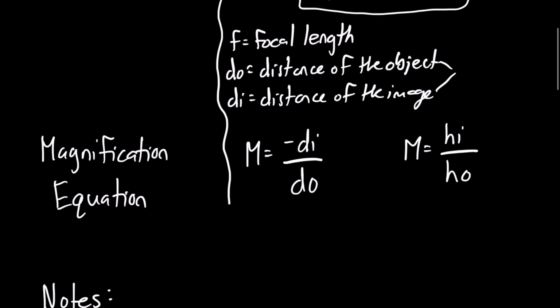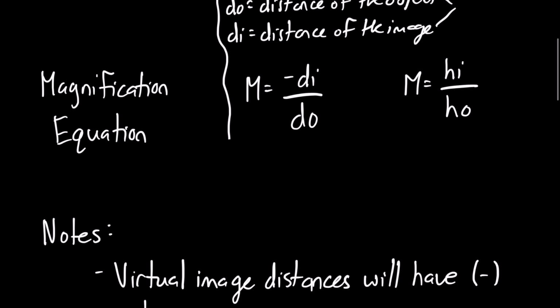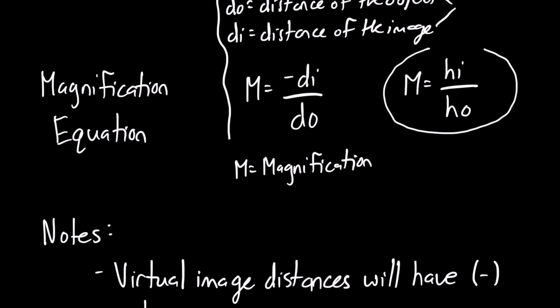The next two have to do with magnification. Magnification is whether the image is larger or smaller than the object. So this first one here, we have magnification, which is m, equals negative di over dO. The m will stand for magnification. And our second formula here, we have m equals hi over ho.